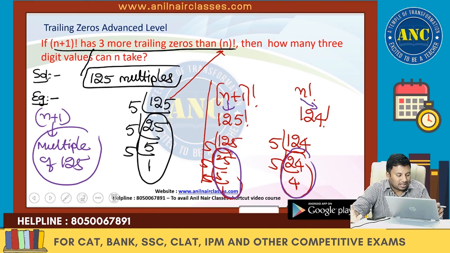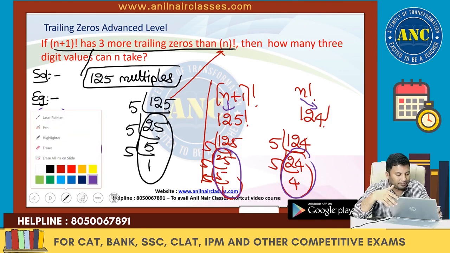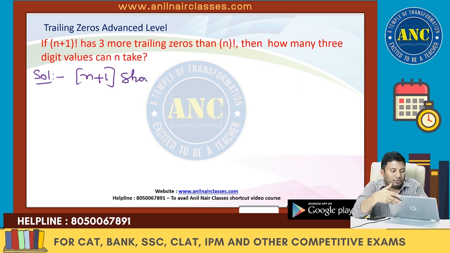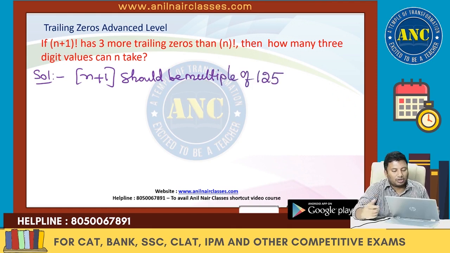So please write down that point. Previous question n and n minus 1. Now it is n and n plus 1. So that means, conclusion, solution: n plus 1 should be a multiple of 125.